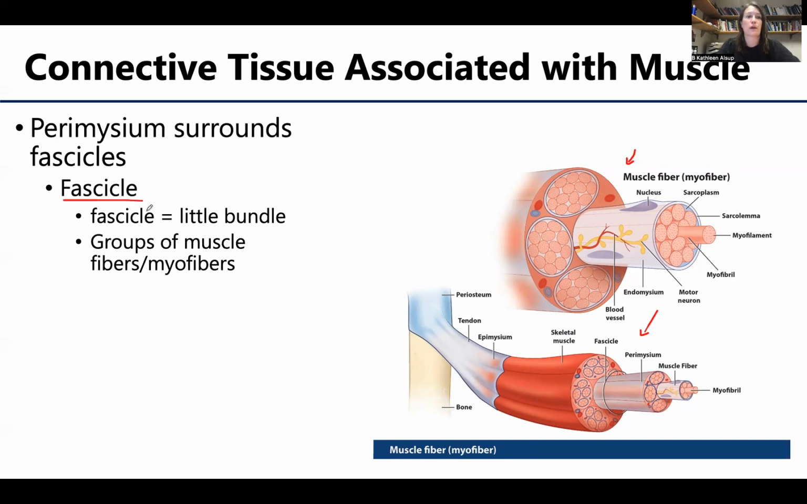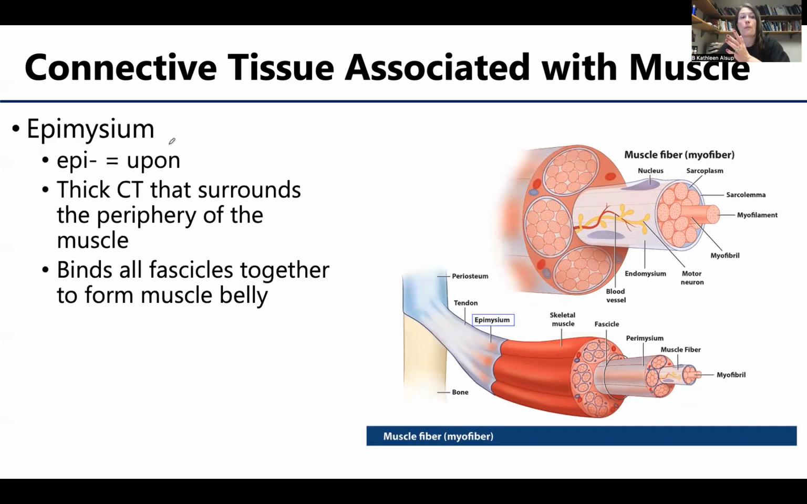And fascicle is a new term for us. Basically, this is going to be groups of muscle fibers or muscle cells that are grouped up together and surrounded by connective tissue, specifically this perimysium. And you may have seen fascicles before if you're ever looking at some type of meat that's been cooked and it's pulled apart into these bundles. Those are fascicles. And the shiny part that's surrounding those fascicles is the connective tissue, which is the perimysium.